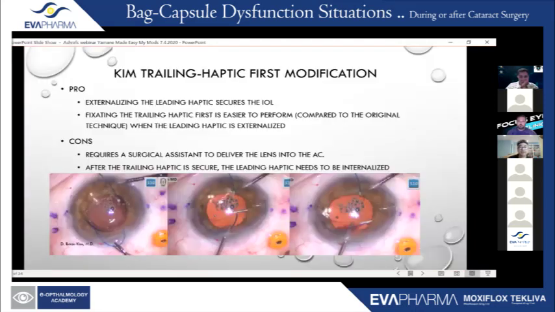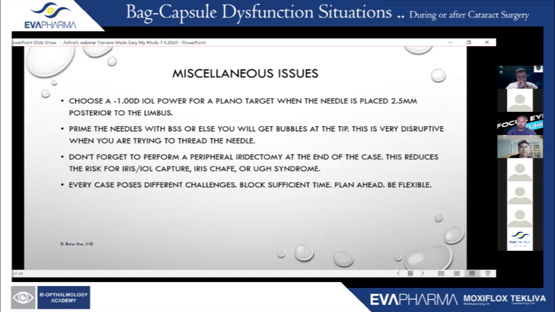So the benefit is by externalizing the leading haptic, it really secures the lens, and it does make cannulating that trailing haptic so much easier. However, it does require a surgical assistant, and you do have to internalize that leading haptic after you're done with fixating the trailing haptic. So a few more points.